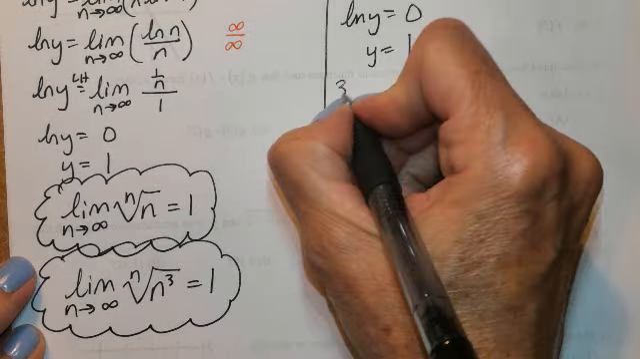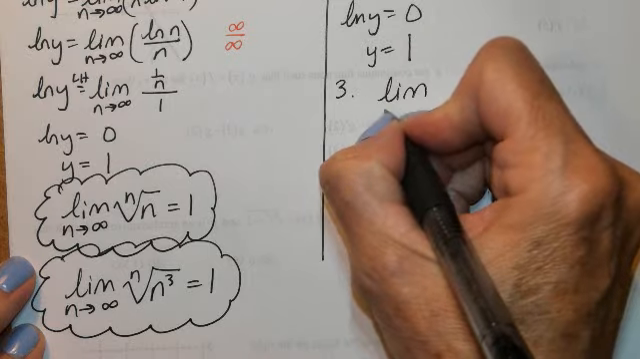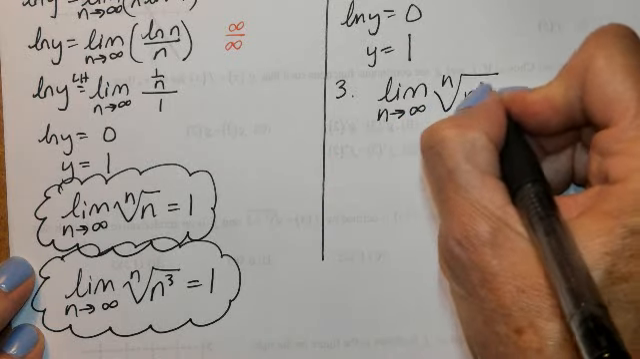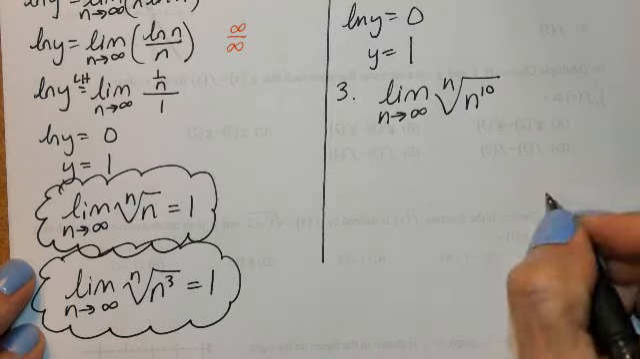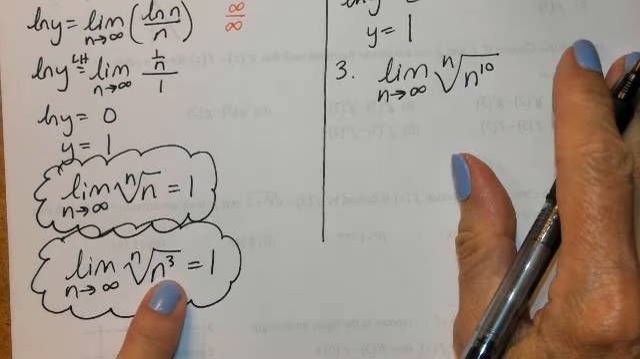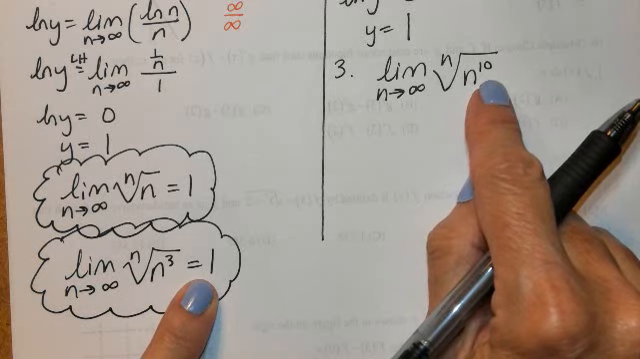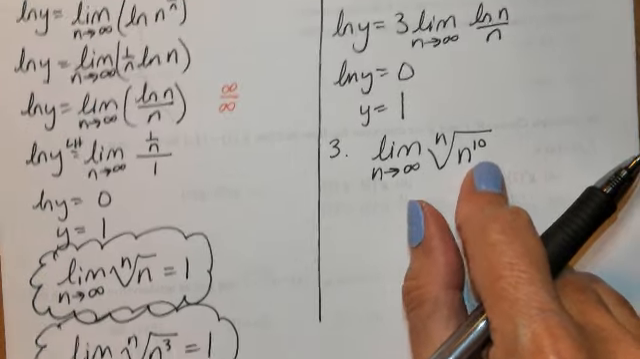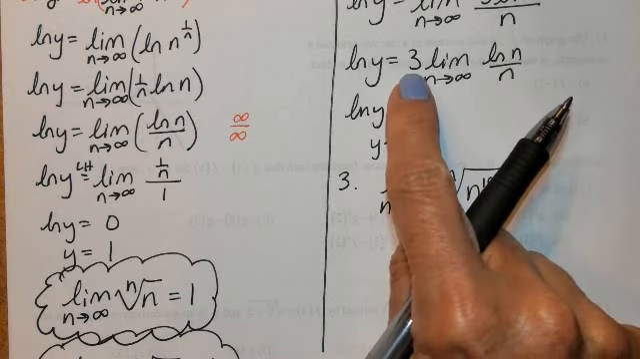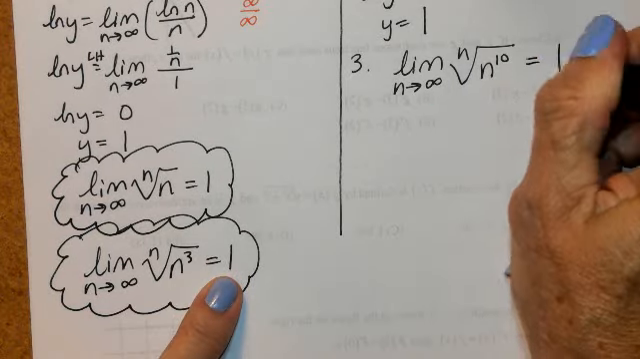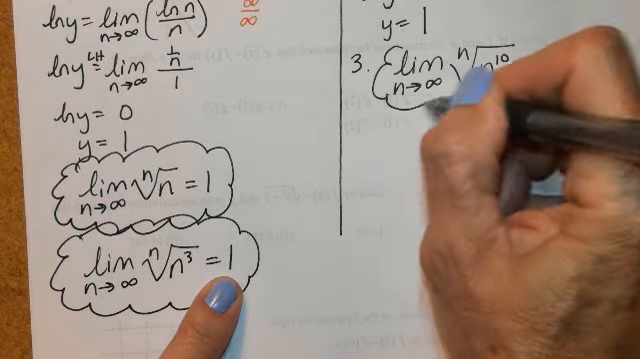Number 3. What do you think the limit as n goes to infinity of the nth root of n to the 10th would be? Of n cubed, it was 1. What's this one going to be? I hope you can see from our work what it took to do it. We would just have a 10 out there. We would still get 1 for our answer, right? We would still get 1.